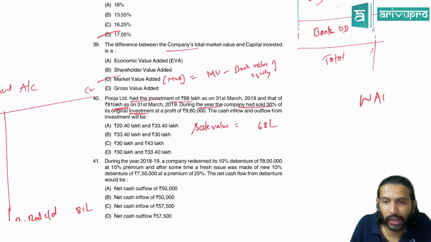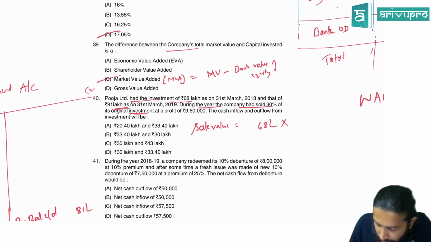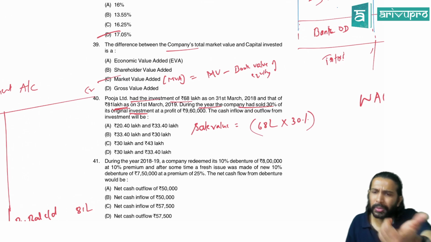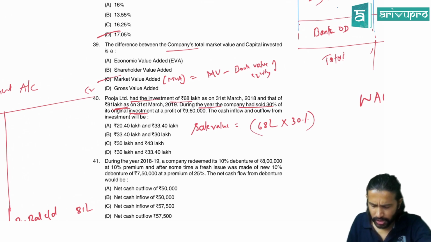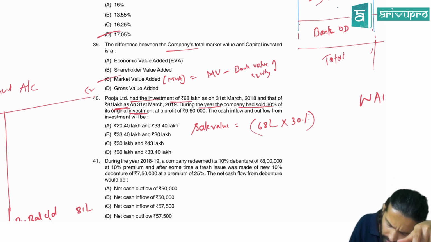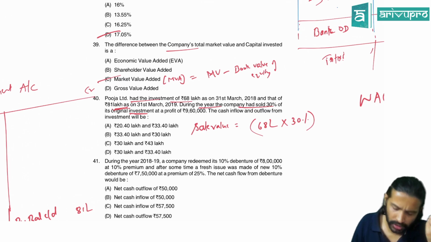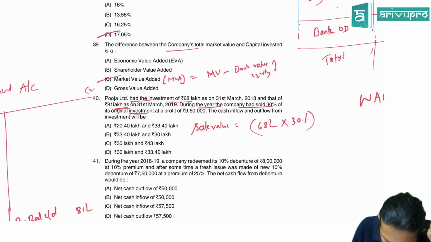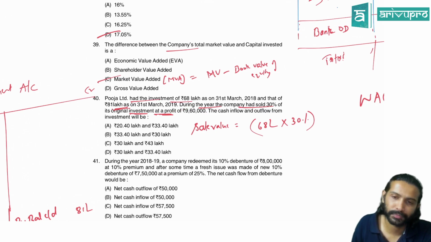68 lakh is the original investment. Did we sell 100% of this? No, we sold only 30% of this. Investment will be shown at cost price. So 68 lakh rupees is the cost of the investment, and 30% of it we have sold. But check here, these investments are sold at a profit of 9,60,000. So if you do 68 lakh into 30%, what are you going to get? Cost of the investment sold.